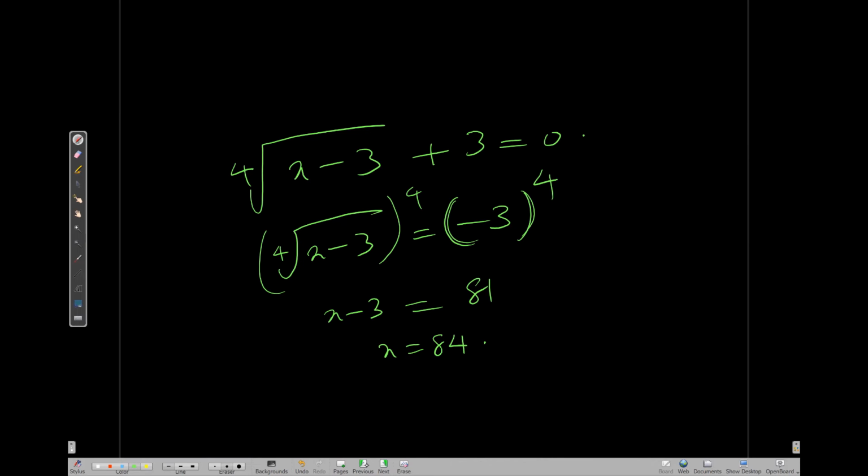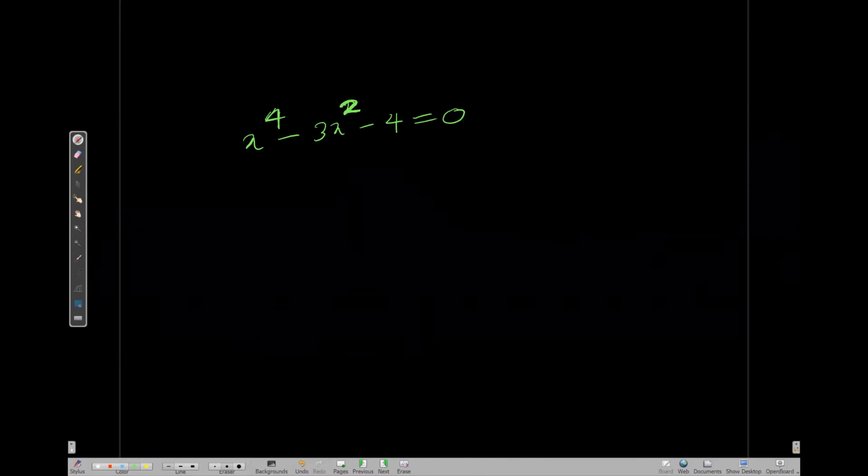Now, let's keep doing more examples. How about this kind of equation? x to the fourth minus 3x squared minus 4 equals 0. Now, an equation like this is a fourth power equation, right? This is not a radical equation, guys. See, the highest power is fourth power. The next highest is square. You don't see an x cubed term.